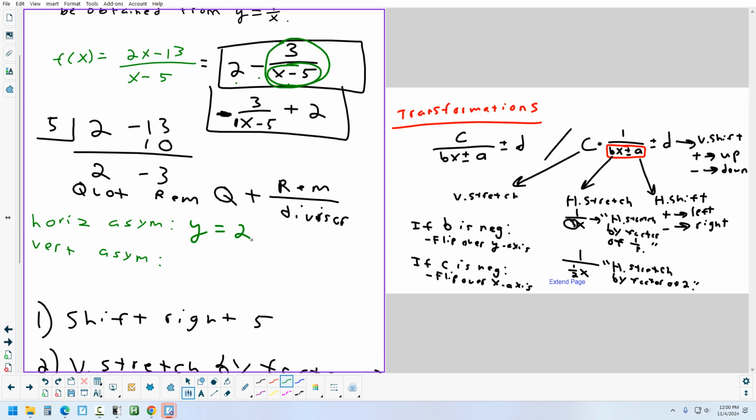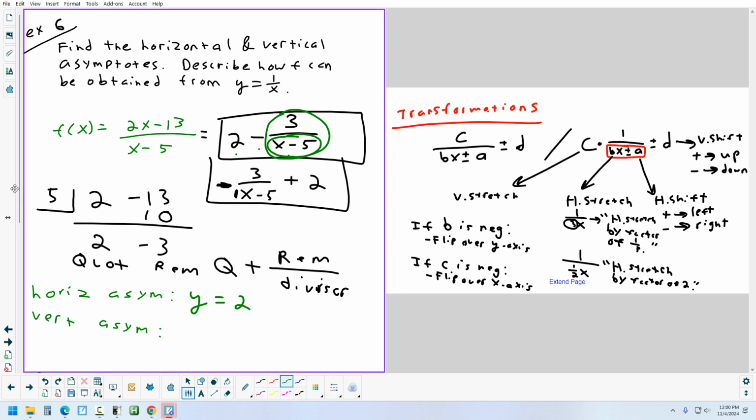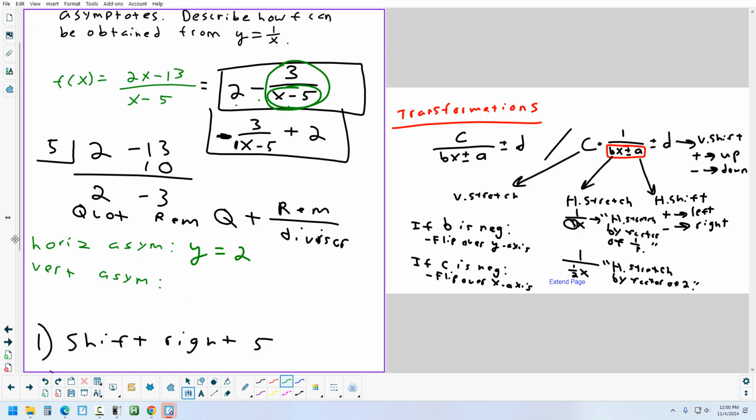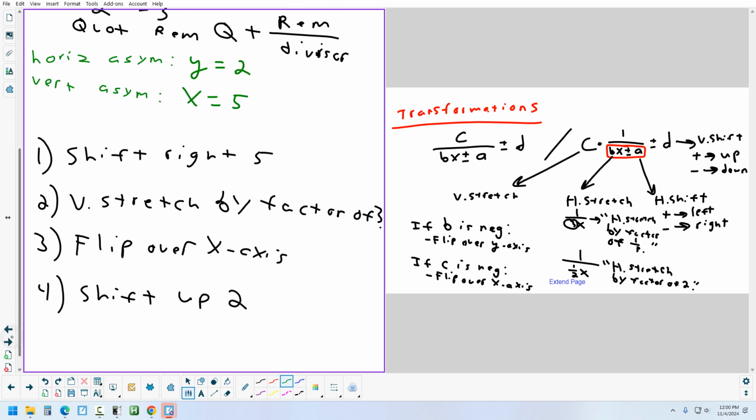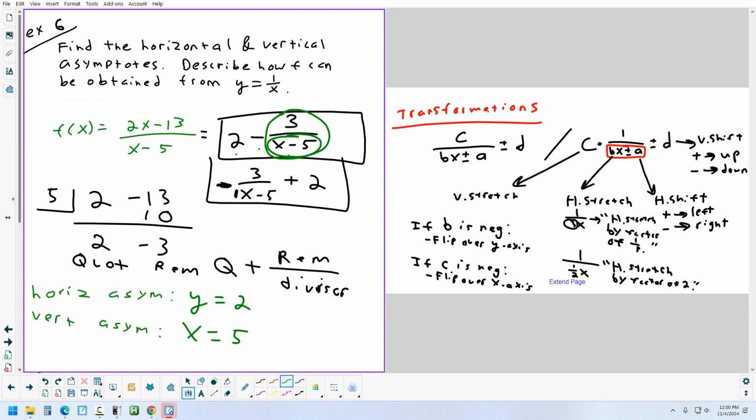Vertical asymptote, you could look at the green one or the black one, it doesn't matter. What causes you to divide by 0? 5. Yep. So I think the asymptotes are pretty easy, but the transformations are a little tricky unless you do out the division. You don't always have to do division. It's only because this one wasn't set up right.